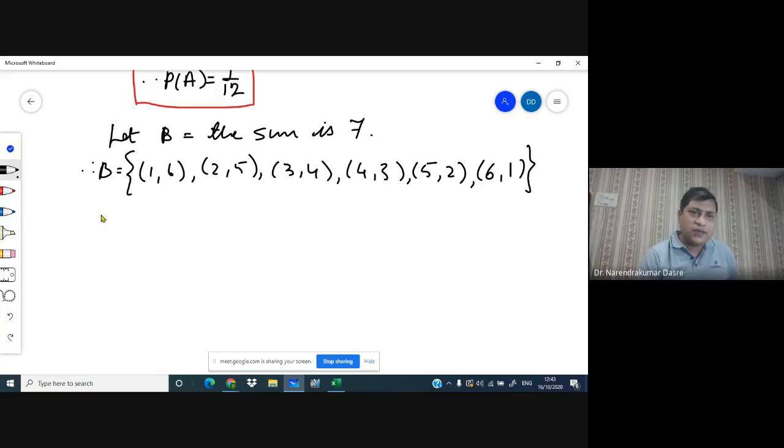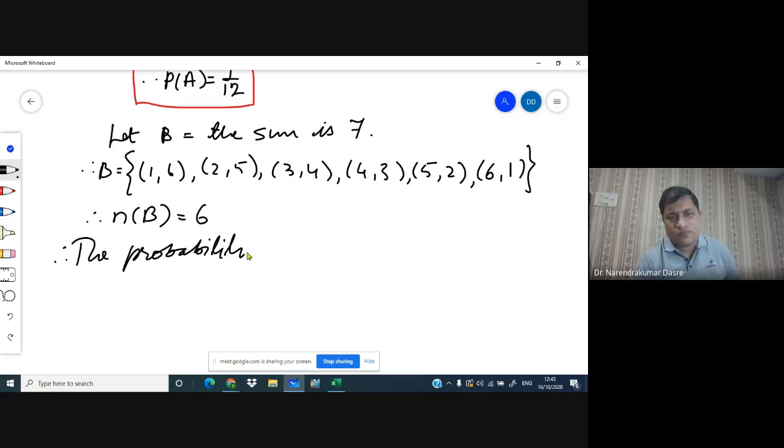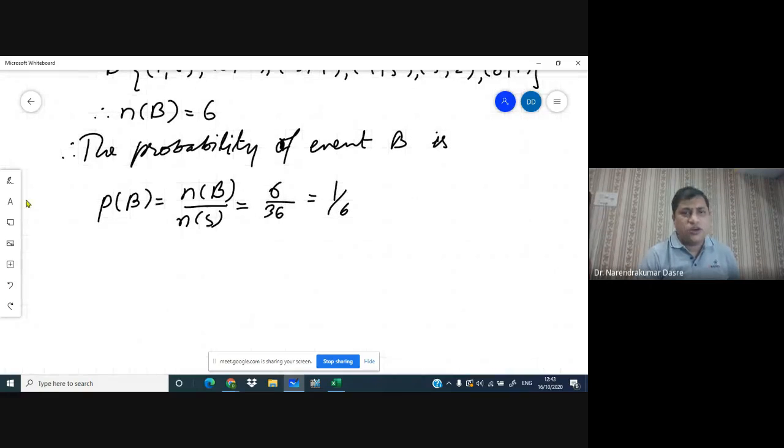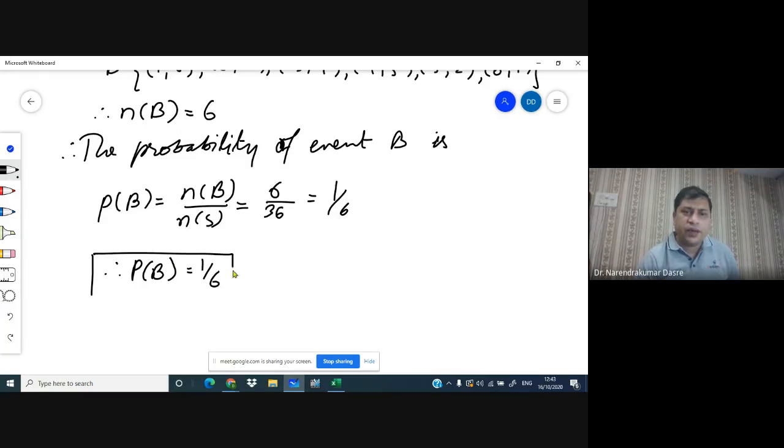Hence, what we can say is the number of points in B. So how many observations do we have? We have 6 observations. So we can write the probability of event B. Probability of B is equal to the number of points in B upon the number of points in the sample space. So it is 6 by 36, which is 1 by 6. Hence probability of B is equal to 1 by 6.